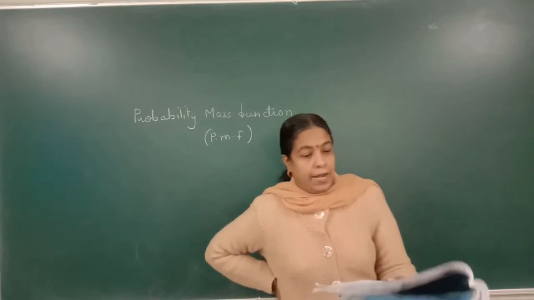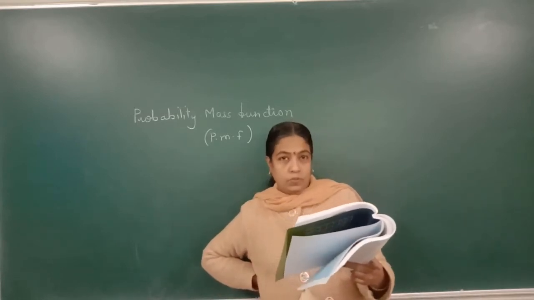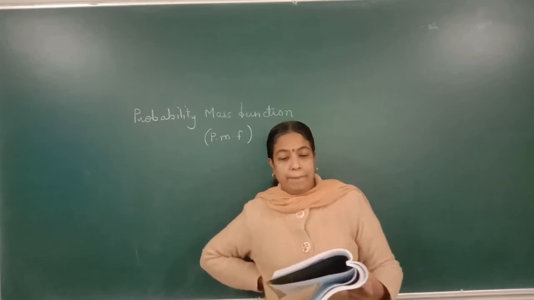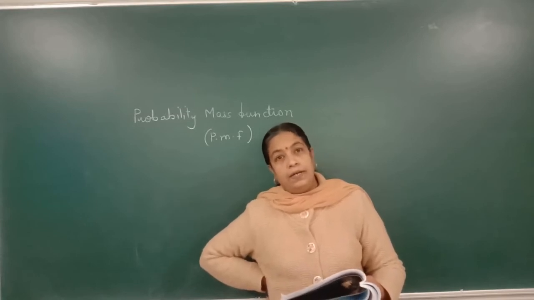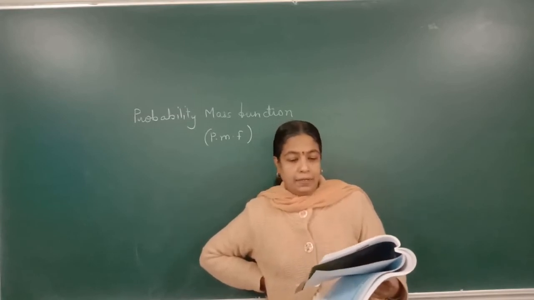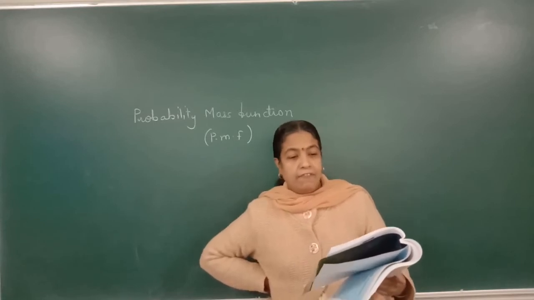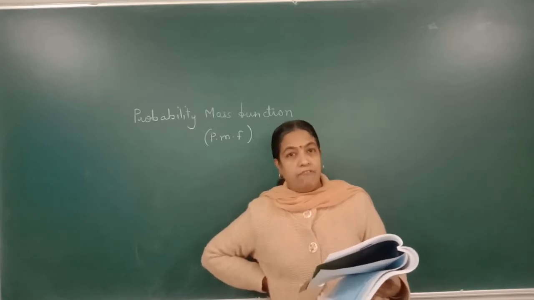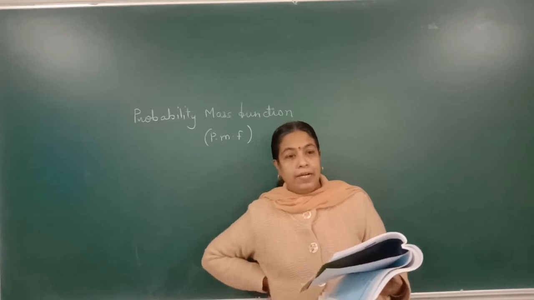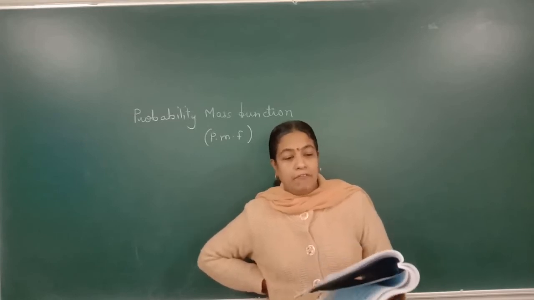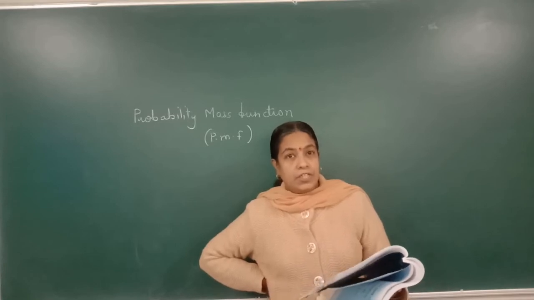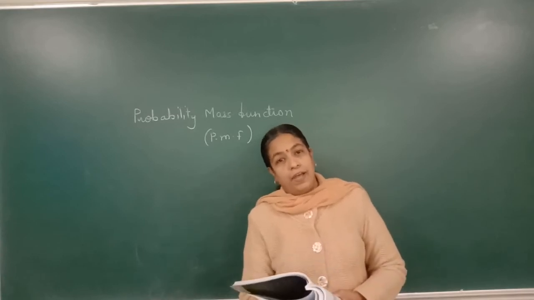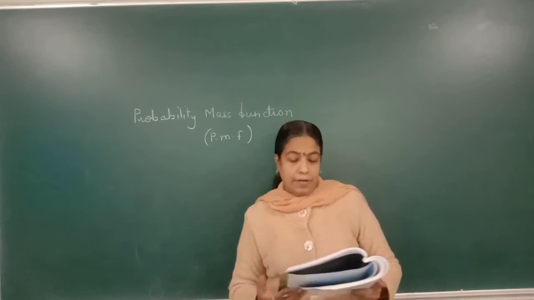Now, I will read the definition. Let the possible values x1, x2, x3 and their corresponding probabilities p1, p2, p3 be given. We form one distribution table. Then if there is a function f such that f of x is equal to pi for all possible values of x, then f is called the probability mass function.